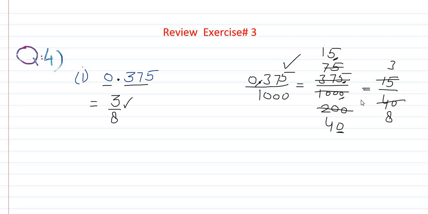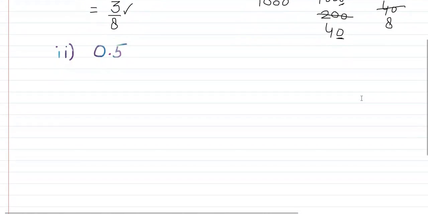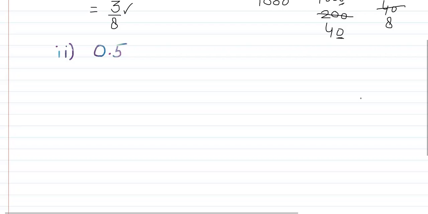Now the next question, I am solving part number 3. The remaining part number 2 is too easy, you can solve it yourself. So now I am solving part number 2, which is 0.5. Now this is a decimal number, we have to convert it into a rational number. In a rational number we have to write in fraction form. So now this is a very short question, so I solve here 0.5.